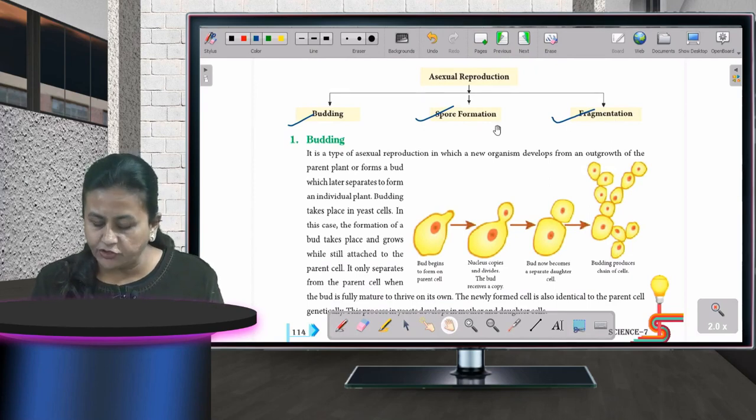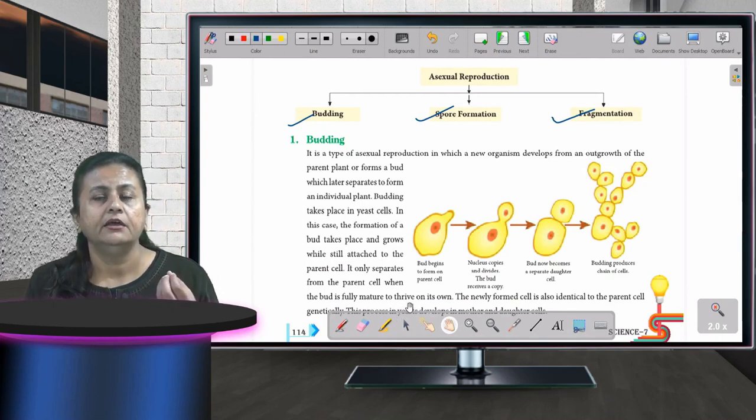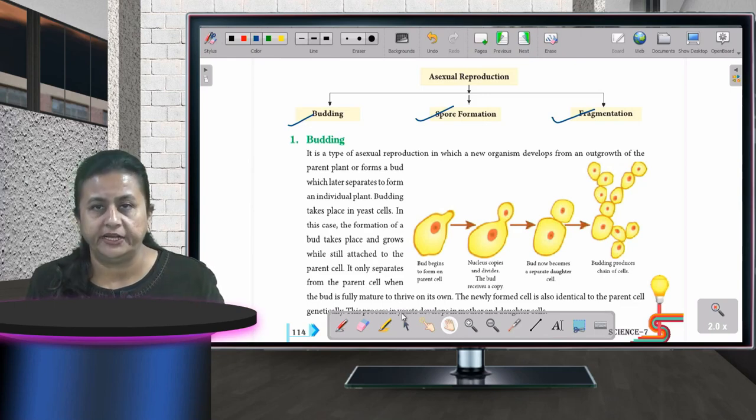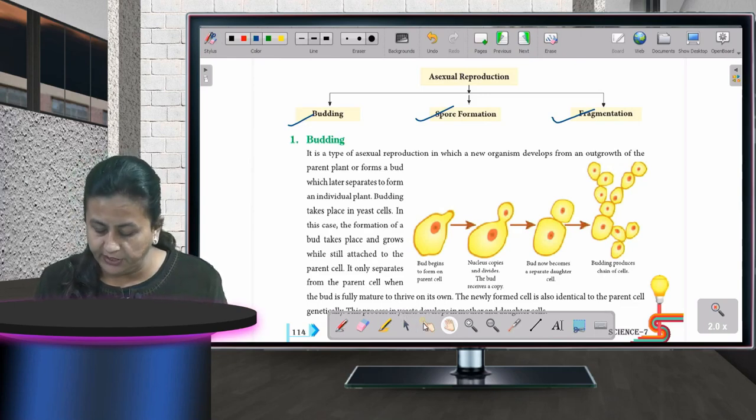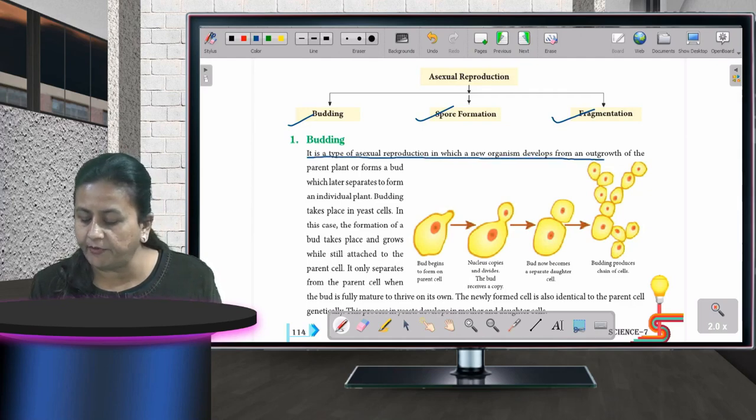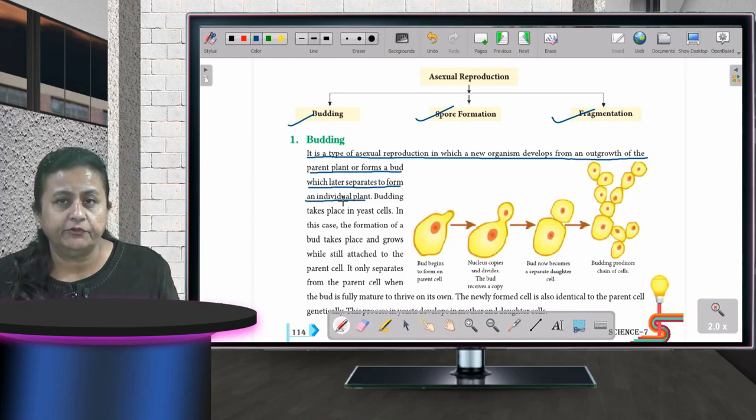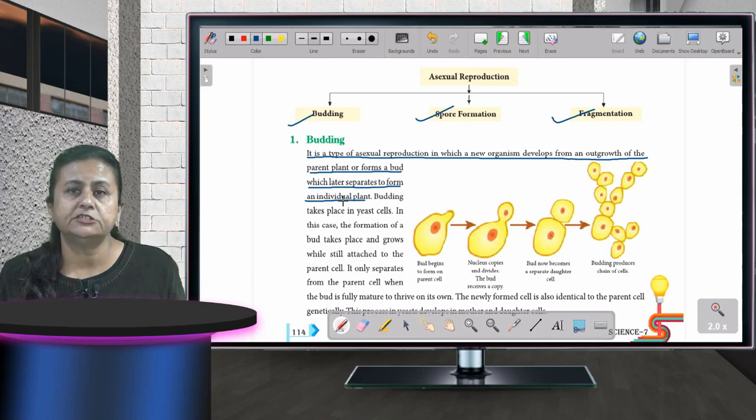Fine. If I talk about budding, what is a bud? Buds are kali, as we say in Hindi, the flower which has not bloomed yet. That is a bud. So budding is a type of asexual reproduction in which new organisms develop from the outgrowth of the parent plant to form a bud, which later separates to form an individual plant. A beautiful example for that is the yeast plant.